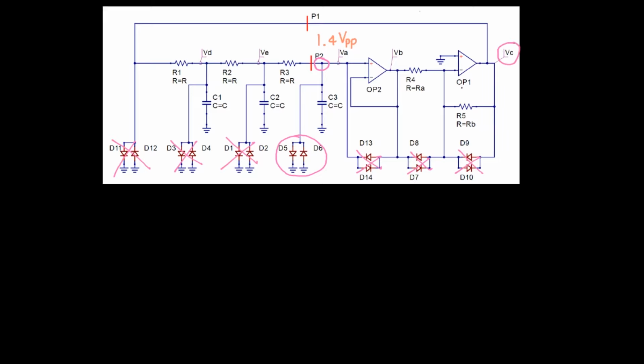In question 21, we found that this inverting amplifier needs to have a gain of -29 for the oscillator to sustain oscillations. That means that the peak-to-peak voltage at Vc would be 29 times larger than our 1.4 volts peak-to-peak at the output of our beta network. So the voltage at C, peak-to-peak, will be 29 times 1.4, and that is 40.6 volt peak-to-peak.